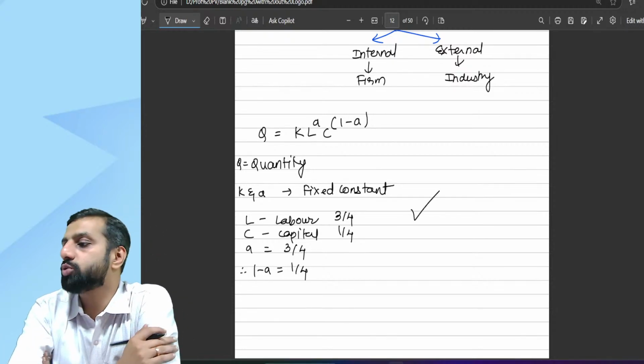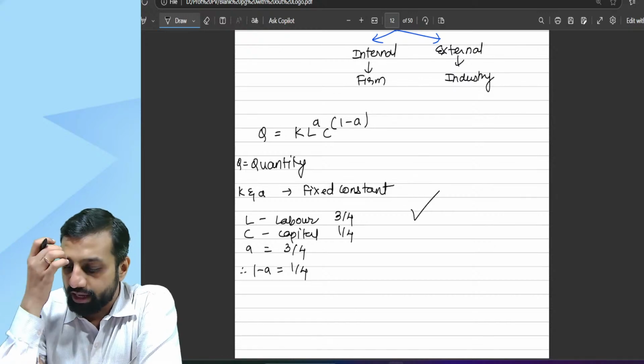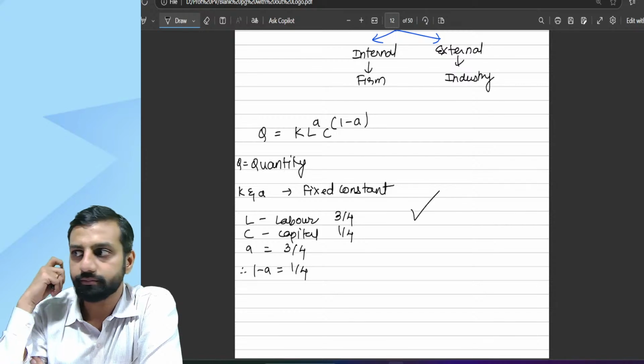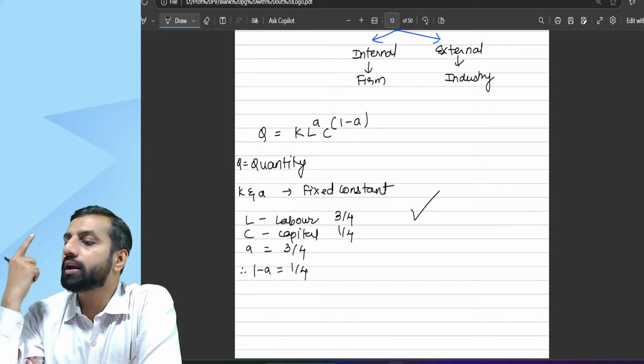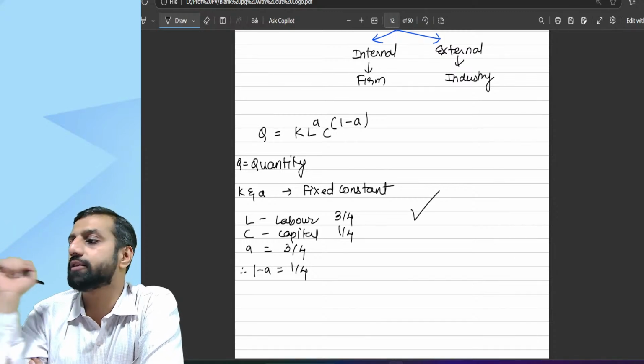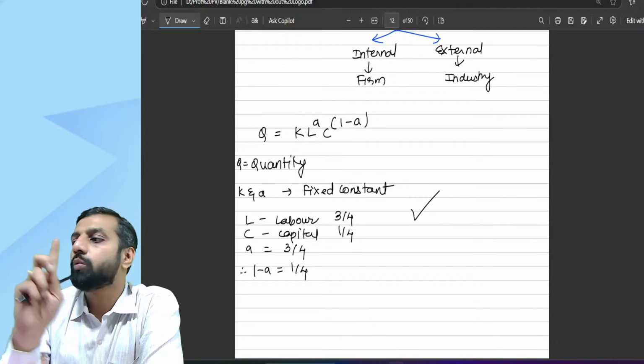That's about it, Surya. Absolutely correct, Nandini. K and A are fixed positive constants. L for labor, C for capital. A is 3/4, 1 minus A is 1/4. Labor contributes 3/4 and capital contributes 1/4.